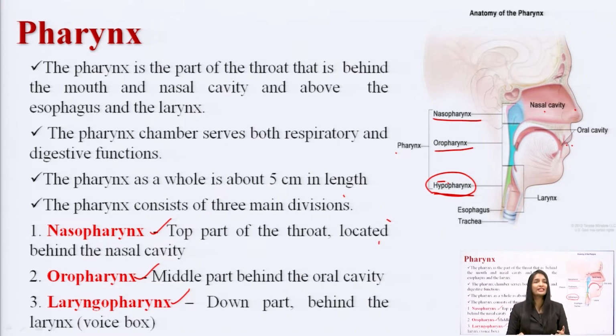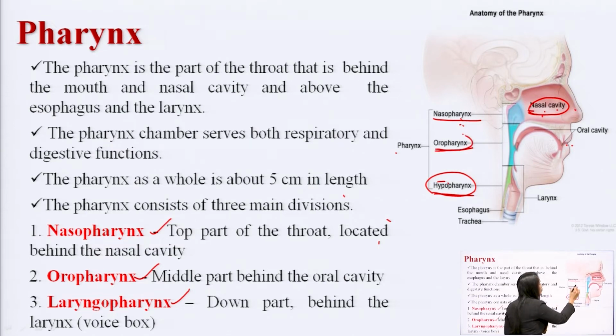The nasopharynx is the part of the throat located behind the nasal cavity. Let us see where it is located. It is located behind the nasal cavity. So, this is a nasal cavity, and the nasopharynx has been located behind it.